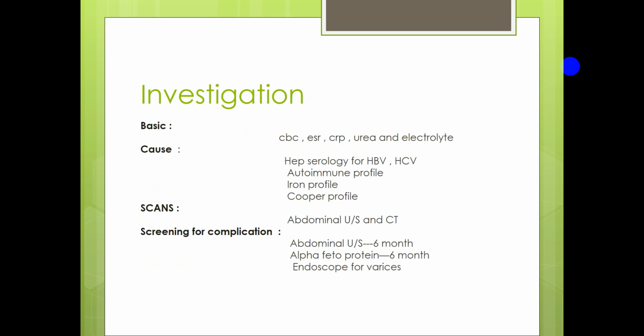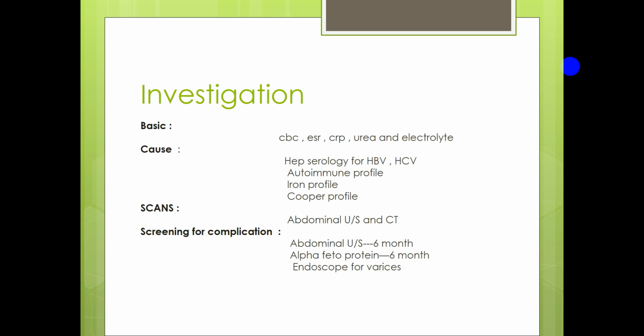What are the investigations in any of the abdomen cases? Basic investigation would be complete blood picture to look for anemia, leukocytosis, iron deficiency anemia, and polycythemia; ESR and CRP to look for infection or inflammation signs; urea and electrolytes to look at kidney function, to rule out hepatorenal syndrome as an example.